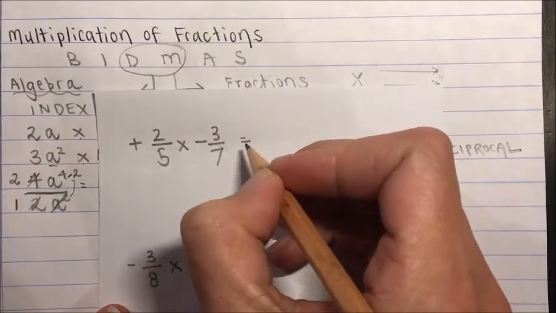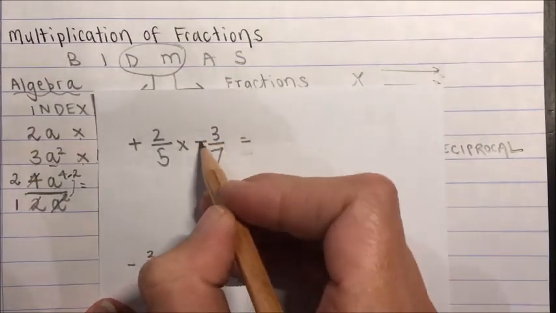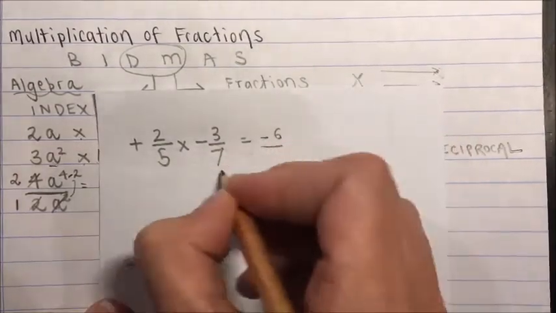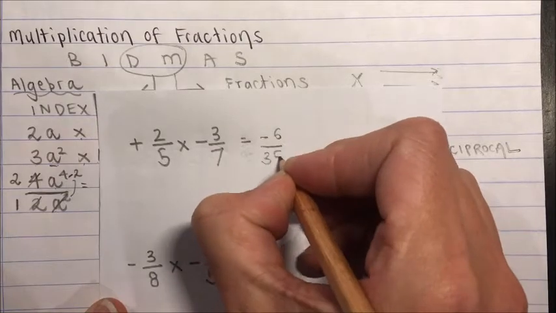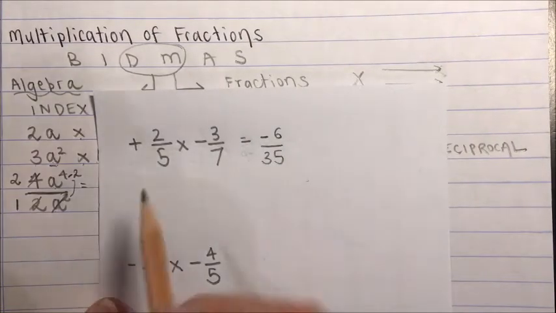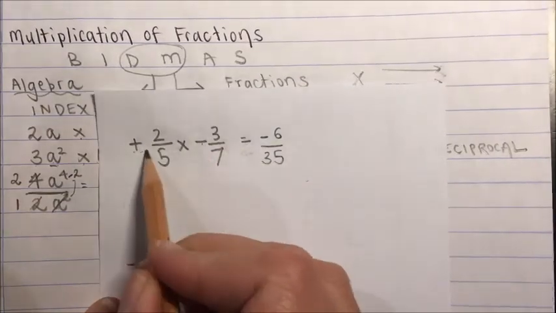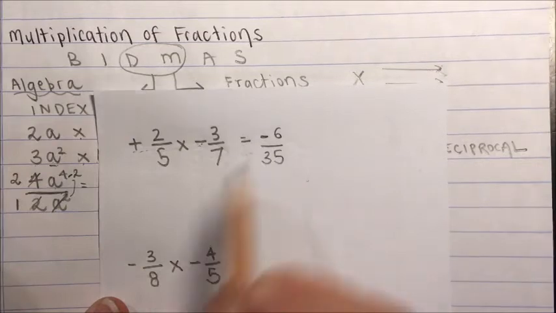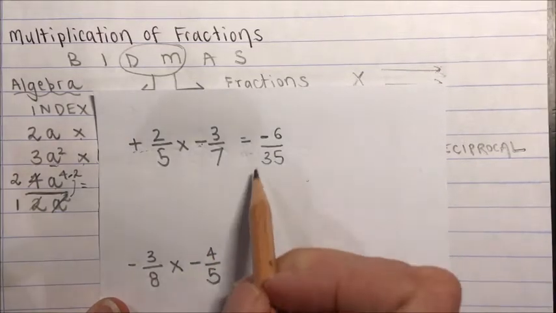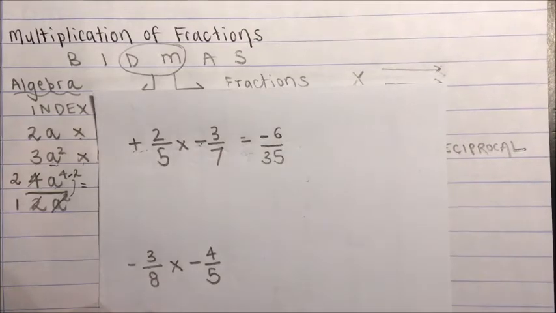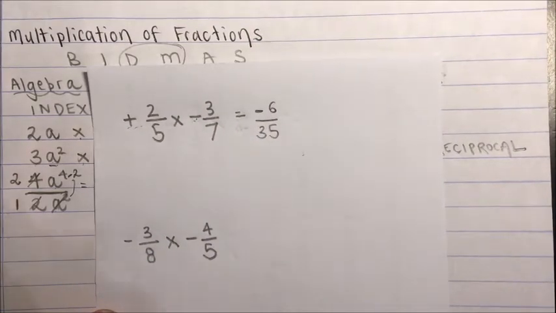So let's go. We've got 2 times -3 is -6. 5 times 7 is 35. So you notice again, just like with addition and subtraction, when I'm looking at my signs, the signs are different, so the answer is negative. I'm looking at it in terms of the numerator. So -6/35. Let's have a look at the next one.